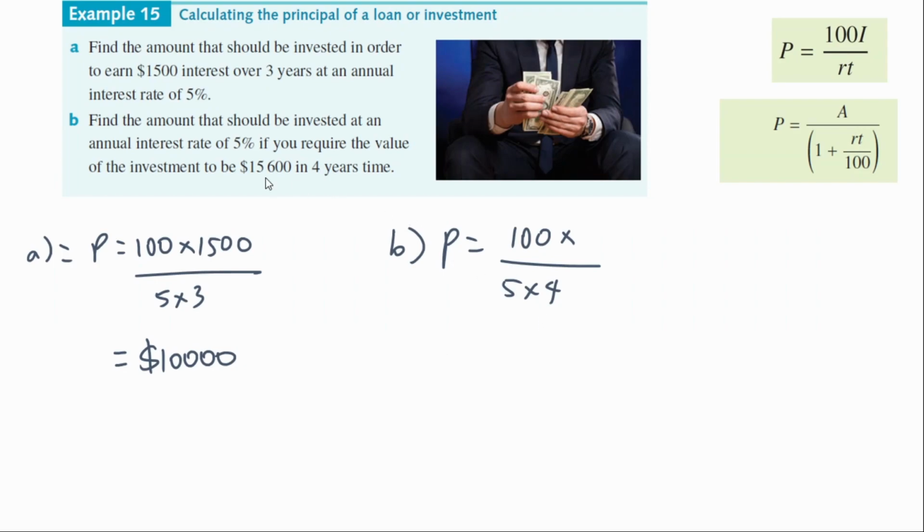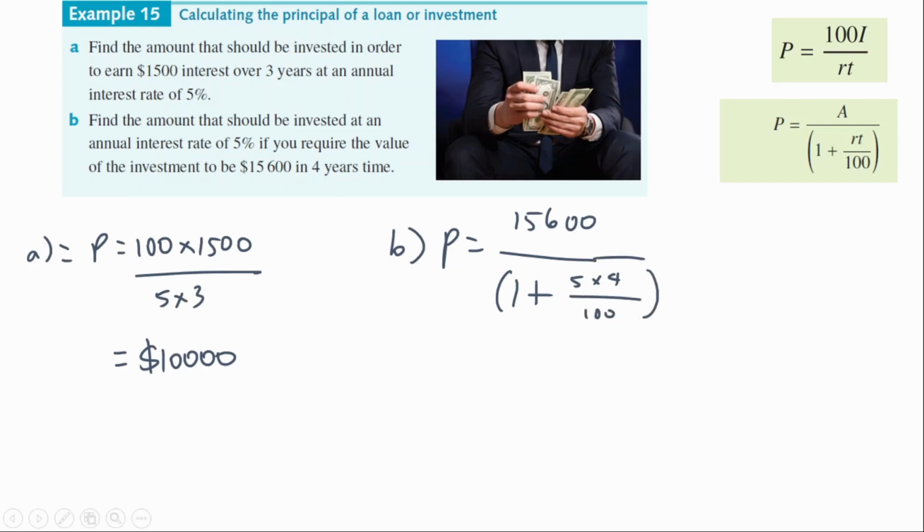Alright, now back to the question. Let's read B really quick again. It says find the amount that should be invested at an annual interest rate of 5% if you require the value of the investment to be $15,600 in 4 years time. So we want our money to be $15,600 at the end. So A here, I'm going to just rub that out. We actually don't need that. A is going to be $15,600. That's the final amount. Alright, now let's fill out the rest of the formula. So I've got over 1 plus R times T, rate was 5%, T was 4 years over 100. And just close the bracket there.